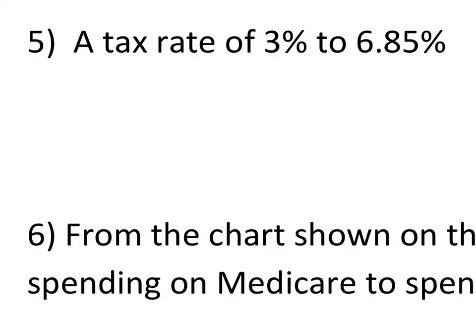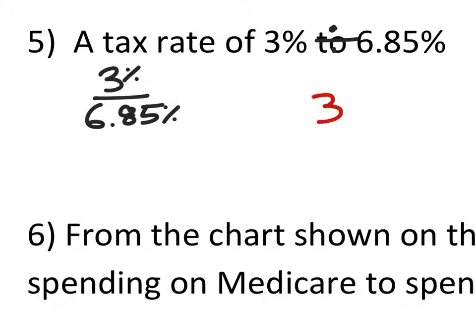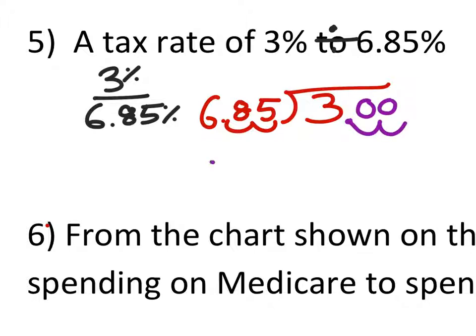A tax rate of 3% to 6.85%. So once again, we'll just change this to division, and we have 3% compared to 6.85%. So this one does have that decimal, right? Well, I don't have my calculator with me, so I'm going to have to use long division. 3 divided by 6.85. You guys remember what we did? Yeah, I've got to move that decimal, right? So I'm going to move this decimal twice here, and this would be 3. I've got to move it twice there, right? So I have 685 divided by 300 now.